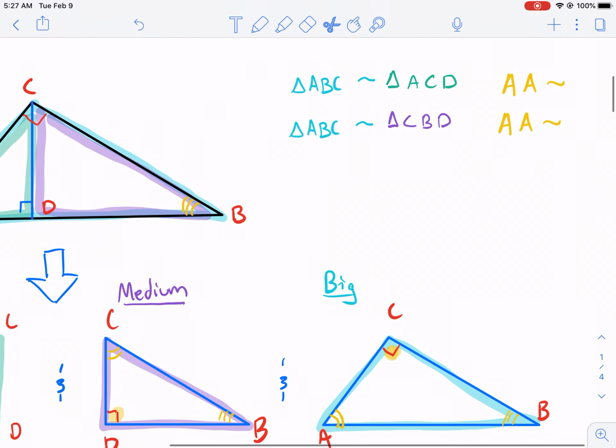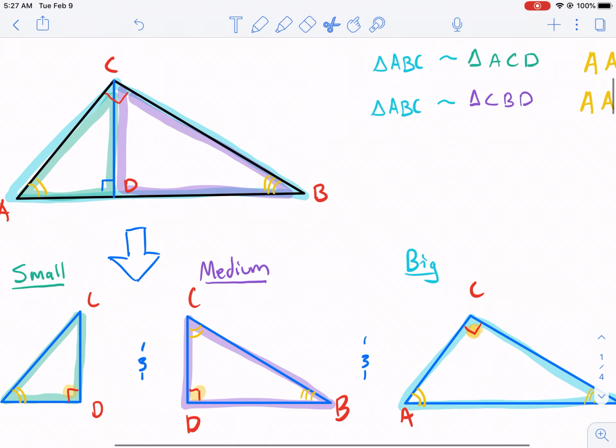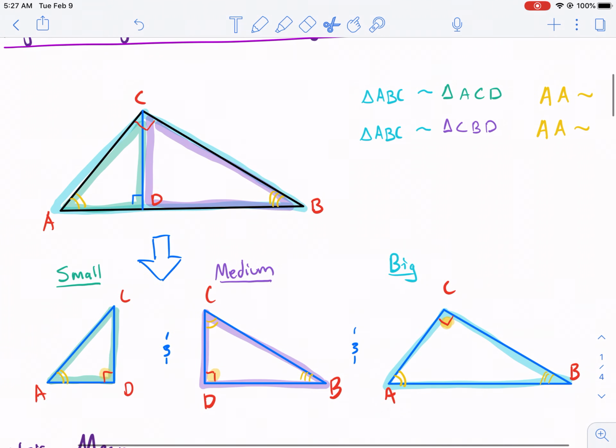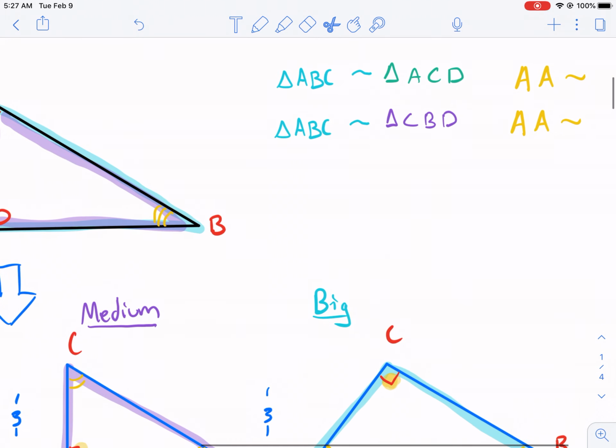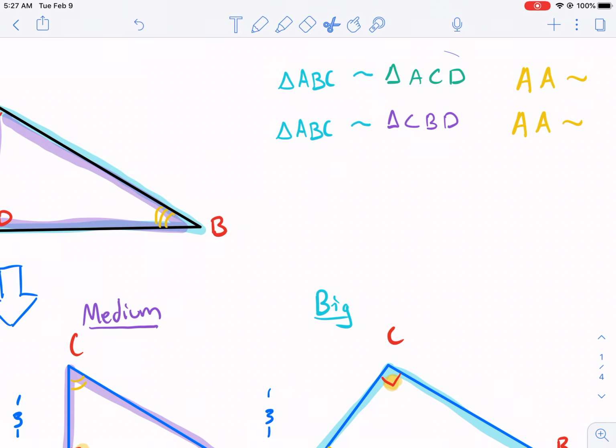Now, hopefully you notice that the big and the small are similar, and the big and the medium are similar, so we're going to say that the small is also going to be similar to the medium.